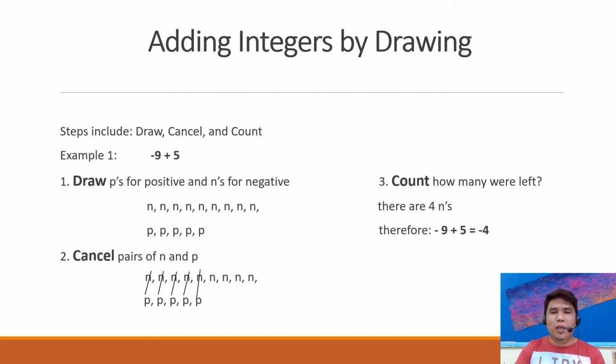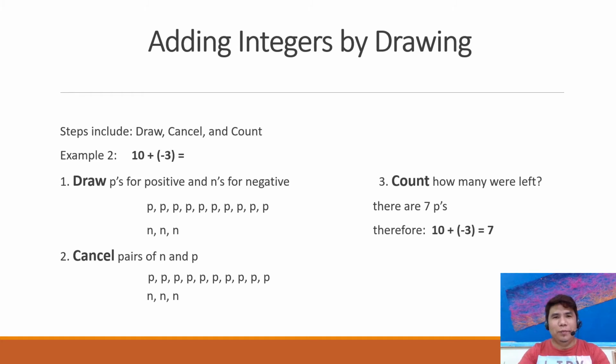What is number 3? Count. Okay, you count what were left. Is it the N or the P? In this case, it's the N. So you count how many N's are there. So N is 1, 2, 3, 4. So there are 4 N's. And that you conclude, and you can say that the answer for that, negative 9 plus 5 is negative 4.